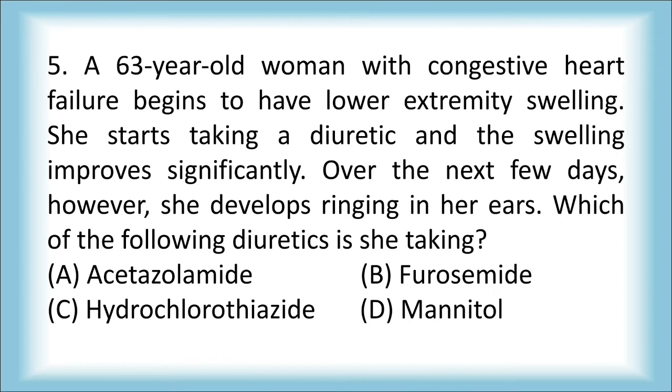There are different categories of diuretics available, like loop diuretics, thiazide diuretics, carbonic anhydrase inhibitors, potassium sparing diuretics, and also osmotic diuretics. Among these, loop diuretics have a major side effect, which is ototoxicity. Ringing in the ear is associated with, or a major symptom of, ototoxicity. So the major drugs causing this ototoxicity side effect are loop diuretics. And among the options, the loop diuretic is option B, furosemide.